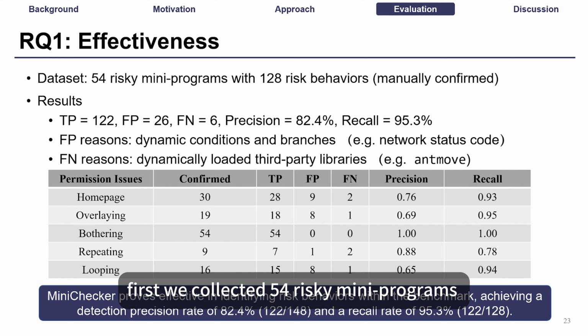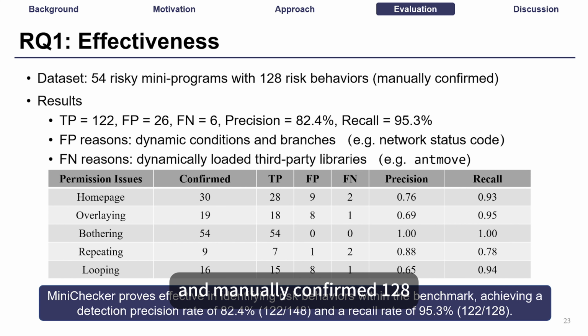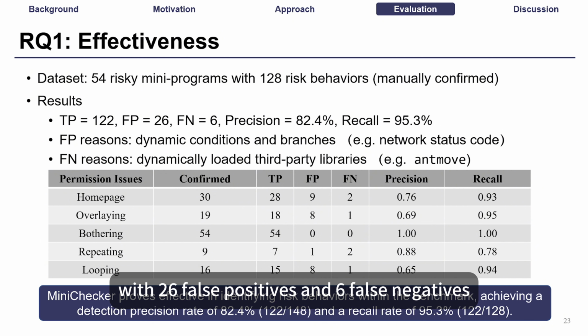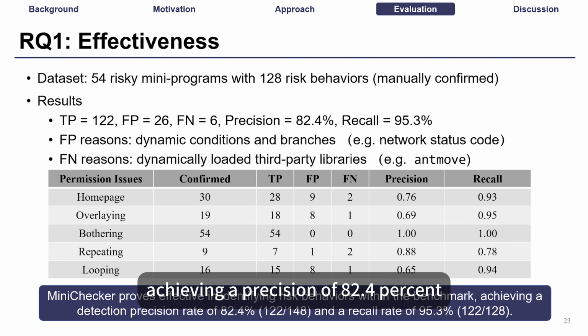First, we collected 54 risky mini programs and manually confirmed 128 risk behaviors. MiniChecker accurately detected 122 risk behaviors, with 26 false positives and 6 false negatives, achieving a precision of 82.4% and a recall of 95.3%.